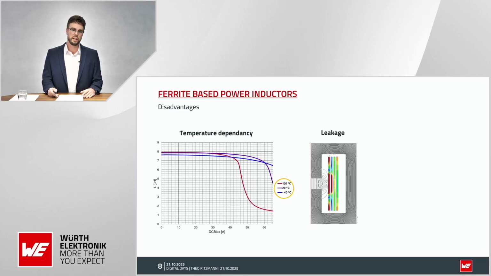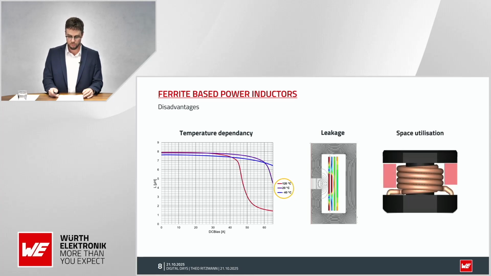Then there's also the leakage. At the air gap, the magnetic field is able to leave the component, and we could get some EMC issues. Also, the magnetic field can again induce eddy currents in our coil. This is the so-called fringing effect, and this will then additionally cause losses and heating.